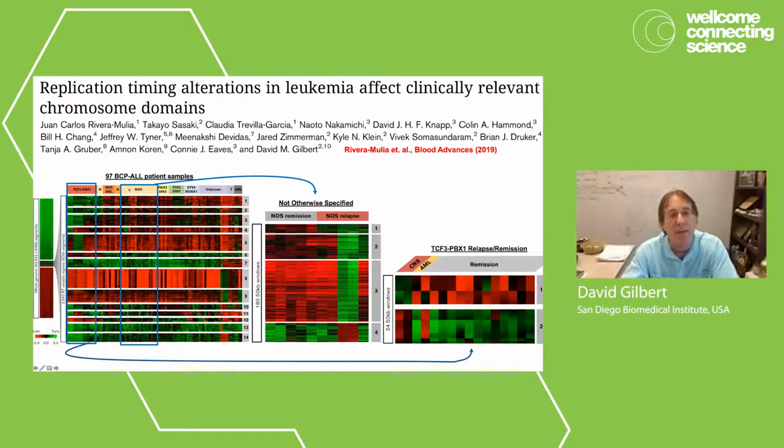And then we can take these NOS patients, which are basically everything else. They have to be some kind of heterogeneous mixture of different types of BCP-ALL that we haven't defined yet. But nonetheless, we could cluster them separately and find that 2 of these patients shared a replication timing signature different from all the others. And these 2 happen to be relapse samples.